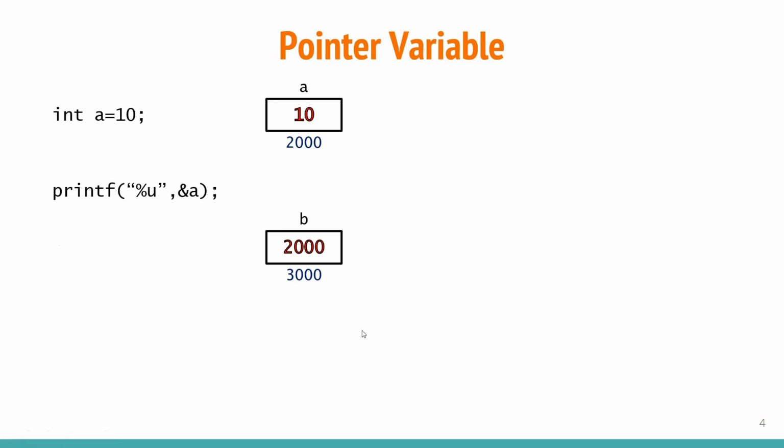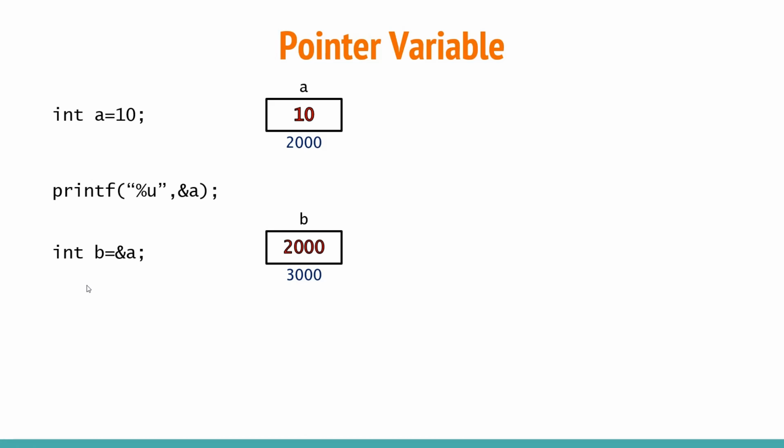To achieve this, we can write this statement: B equal to ampersand A. Just now we had seen using printf to print the address of a variable, we use ampersand. Now with this statement, what I am doing is I am storing the address of A as a value in B. So that's why I am writing int B equal to ampersand A. With this notation or with this assignment, we can easily store the address of one variable in another variable.